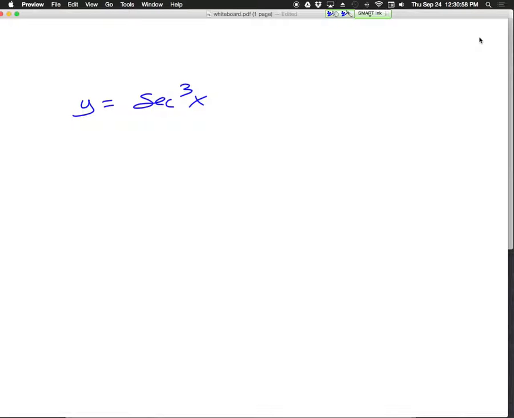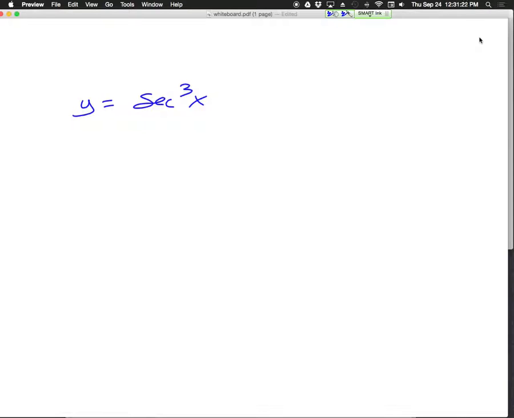And y equals secant cubed of x. Or secant x cubed. Okay, what do I have here? Any rules? Yes, chain rule. Chain rule. So what's the outside function, Desmond? The x cube. The cube is the outside function.